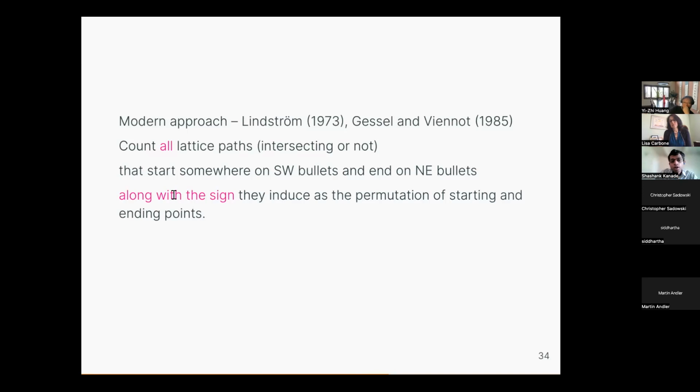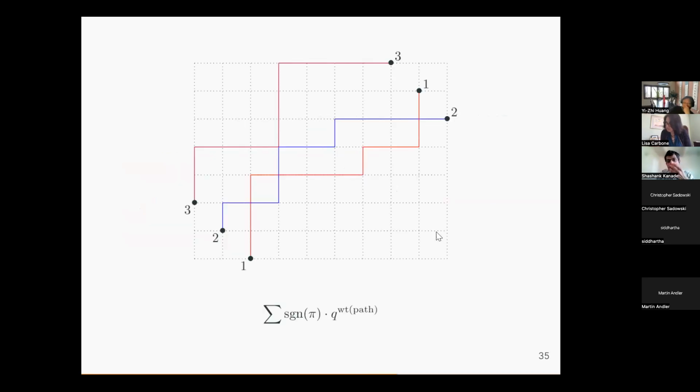But what you do is you count them along with a certain sign that they induce on the permutations of the starting and ending paths. So I'll explain to you what that means. You count them with signs because you want an inclusion exclusion type thinking there. And once you do that, you will see the Weyl groups. I'm not saying group, I'm saying groups, because you really see all the Weyl groups for all ends coming into the counting.